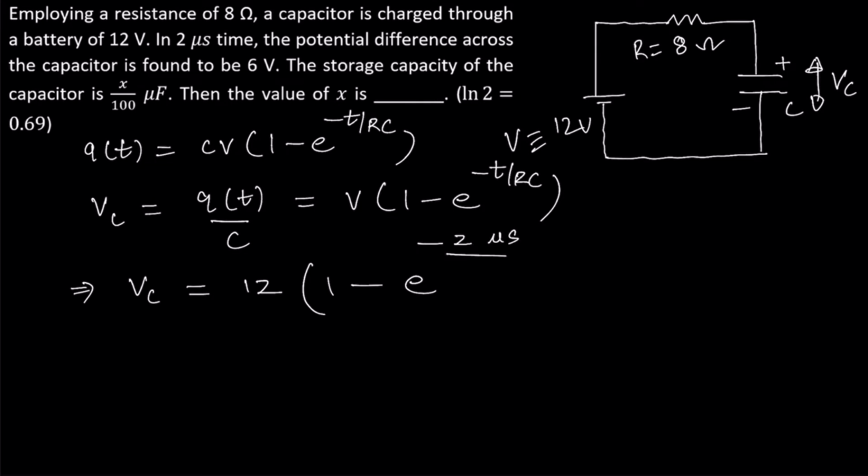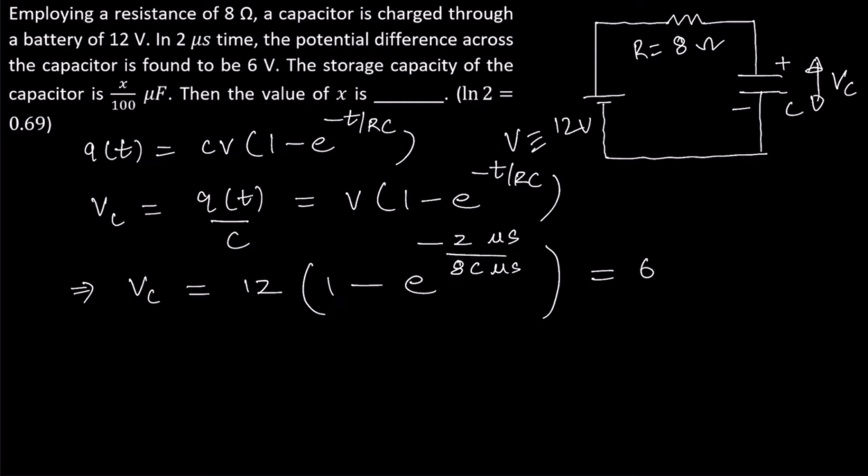And then if you look at the value of R and C, if we take C in microfarads, multiplied by ohms, that will give you a unit of microseconds. So we can say 8 into C, this will also be in microseconds. C is the capacitance in microfarads. Now this is given as 6 volts.